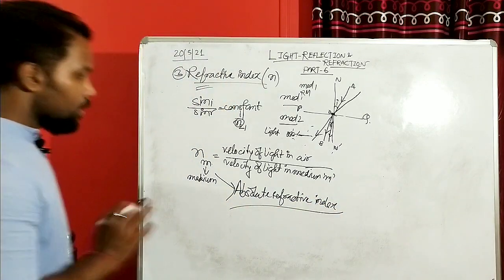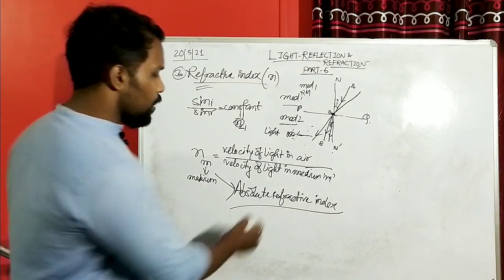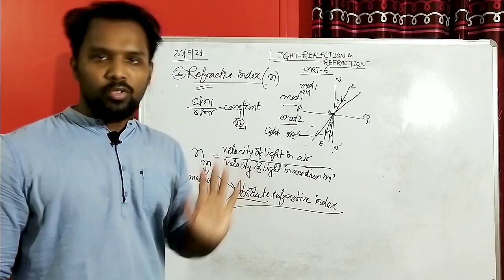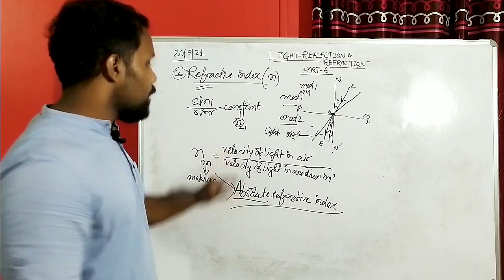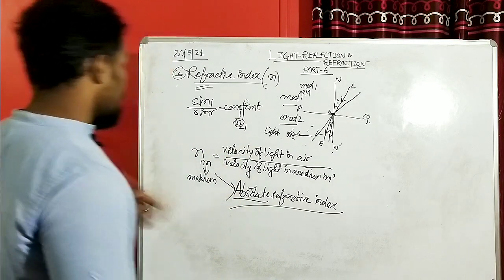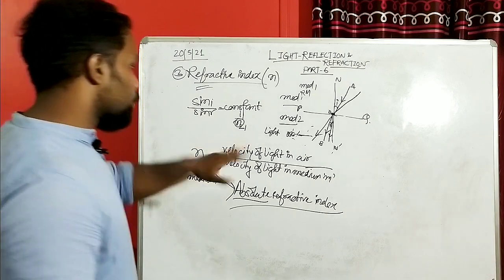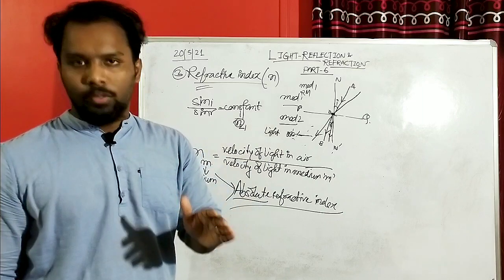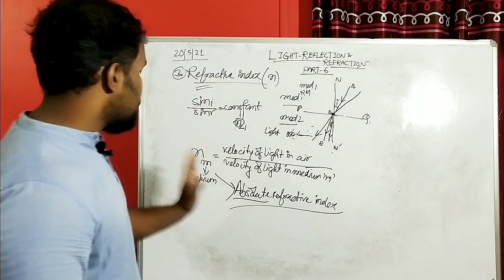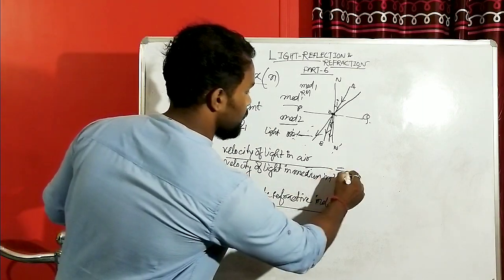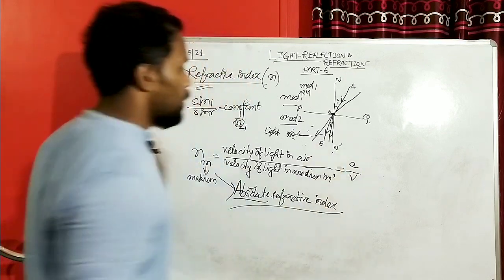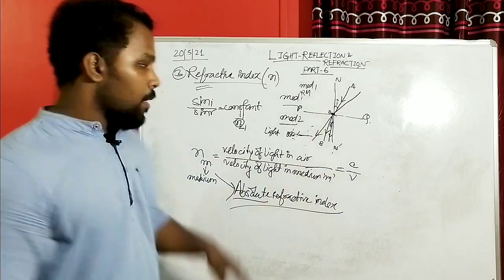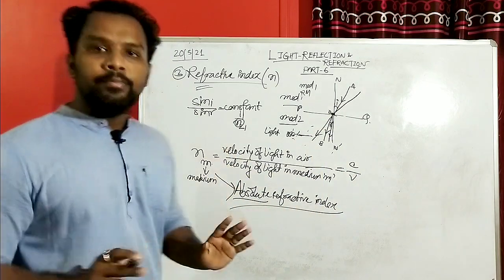Again, this is a new concept for you. Absolute means perfect, right? The velocity of light in air is always perfect, always constant, so it cannot be changed. That's why we always represent the refractive index by C by phi when we compare the velocity of light in air and in a medium. That gives us the absolute refractive index. Phi means the velocity of light in a different medium, and C means the velocity of light in air.